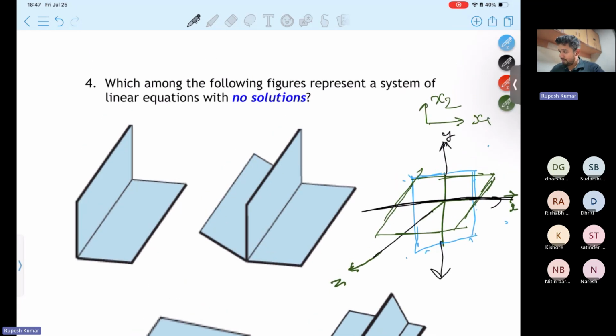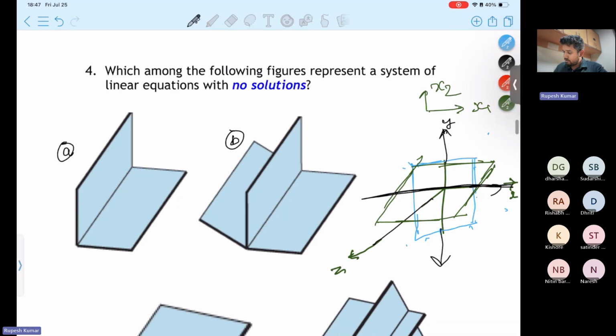So figure one, can you guess? Do we have a solution here? Right, everyone? Now you have an idea. So first option, let's say this is option A. Can you find a solution for this? Option A.